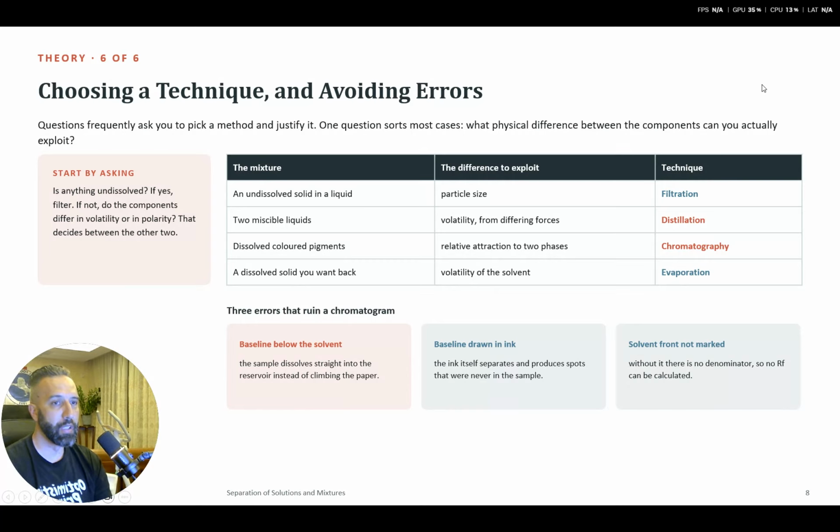Here we have a little overview. If there's an undissolved solid, you're going to use filtration. If you have two miscible liquids, dissolved into each other, you're going to use distillation. If you have any type of color, pigment, dye, you're going to use chromatography. And also evaporation. So when are you going to use evaporation?